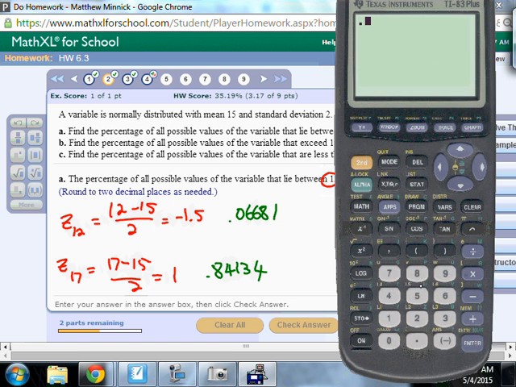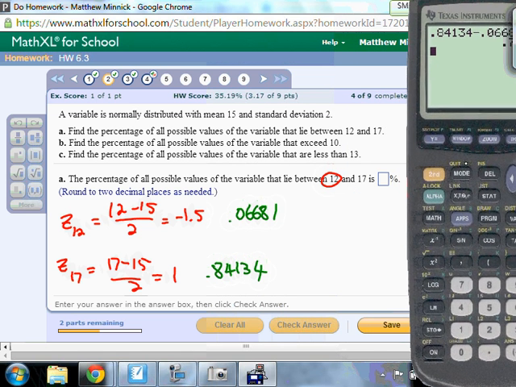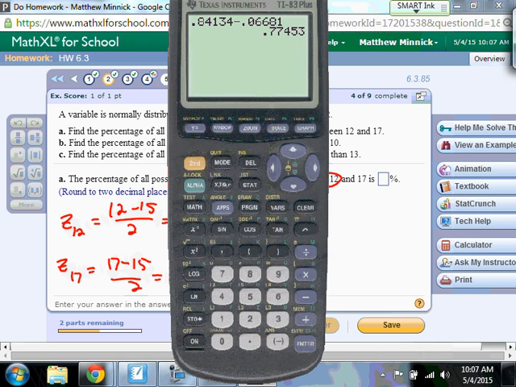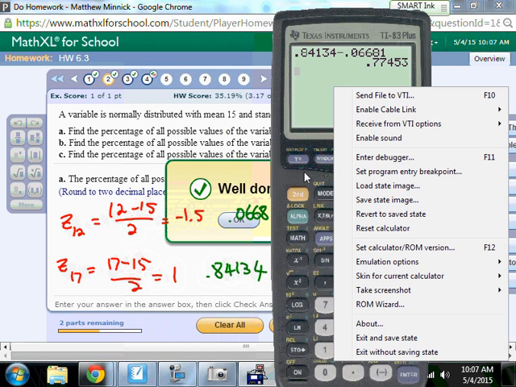So 0.84134 minus 0.06681, I get 0.77453. Now they want this as a percent, and they asked me to round to 2 places, so that's going to be 77.45%. Okay? And it says, good job, well done, because I know what I'm doing.